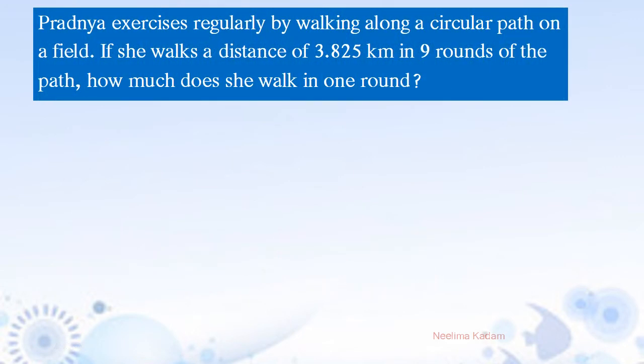Now Pradnya exercises regularly by walking along a circular path on a field. If she walks a distance of 3.825 km in 9 rounds of the path, how much does she walk in 1 round?